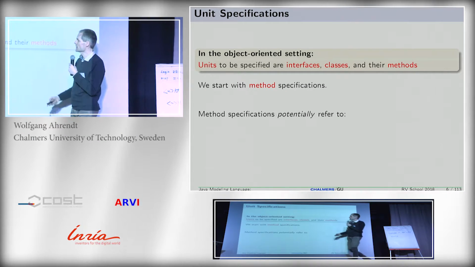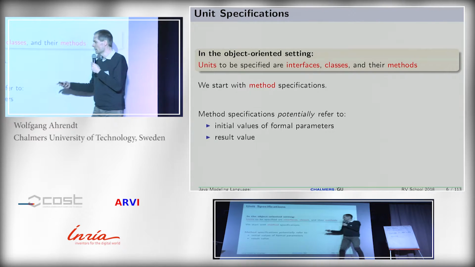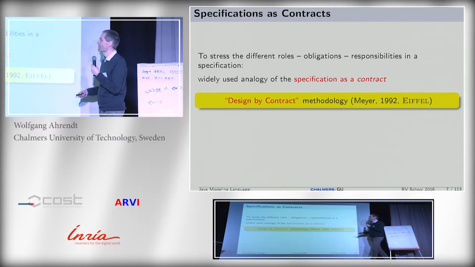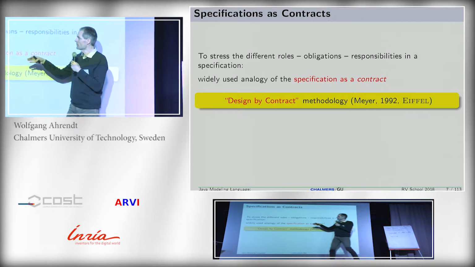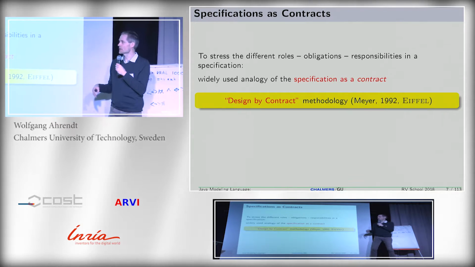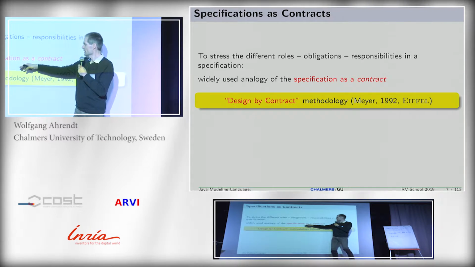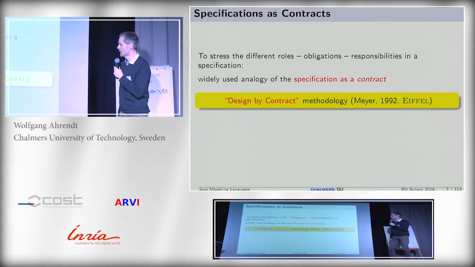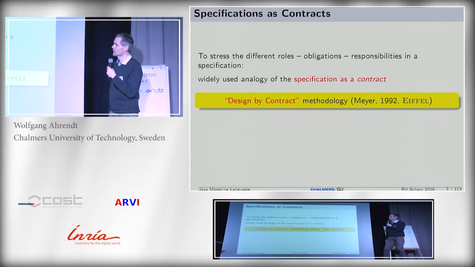So method specifications can talk about initial values of formal parameters. They can talk about the result value. They can talk about pre-state, post-state. And when they do that, we stress the different roles, the obligations, the responsibilities in the specification. This overall methodology is referred to as design by contract, which was popularized by Bertrand Meyer, and he has built this into the language Eiffel.